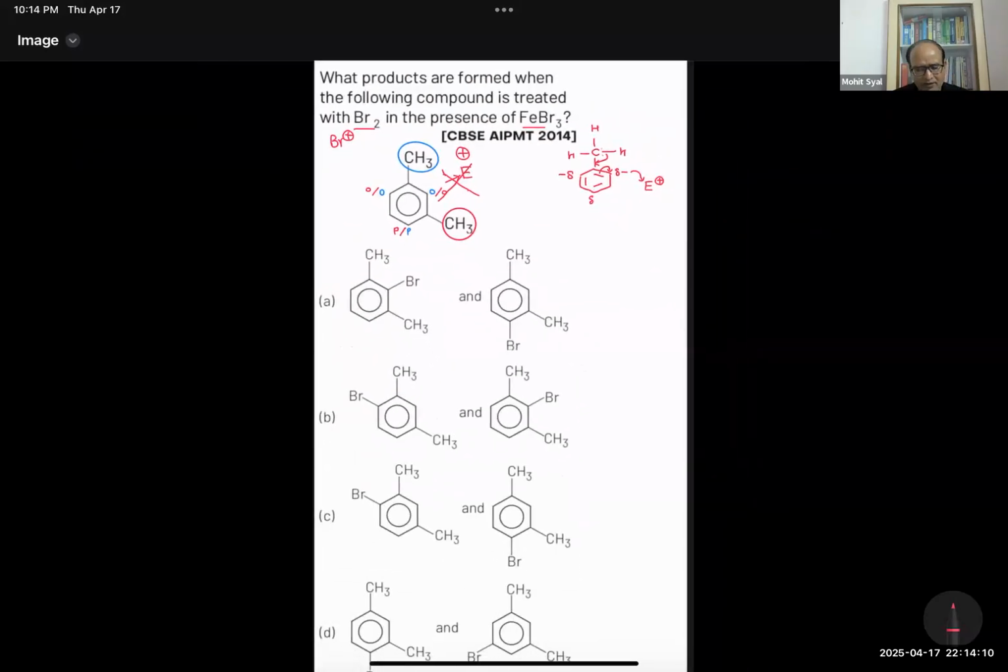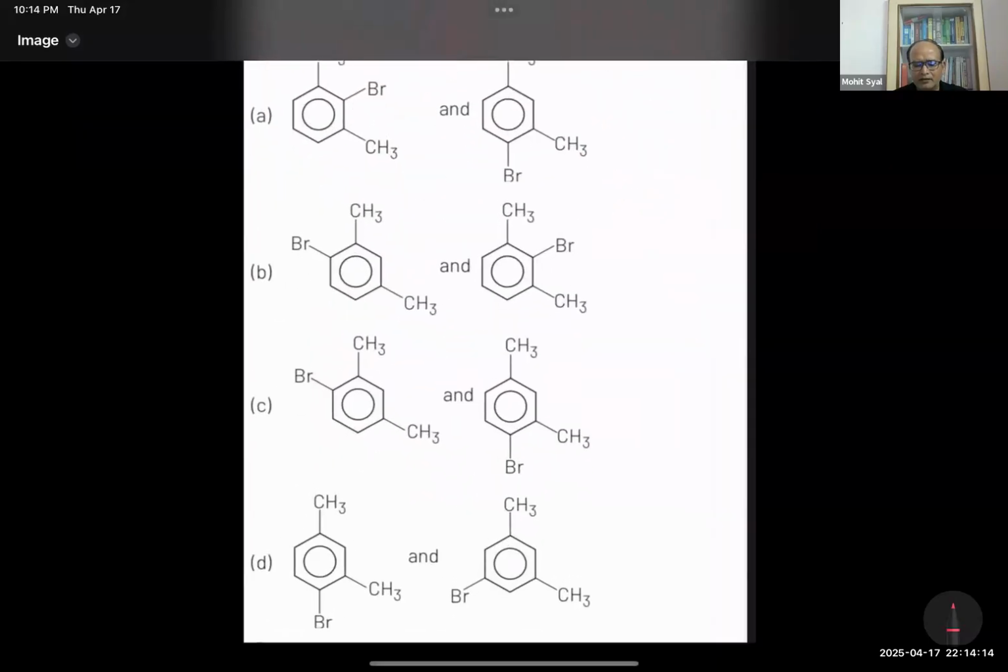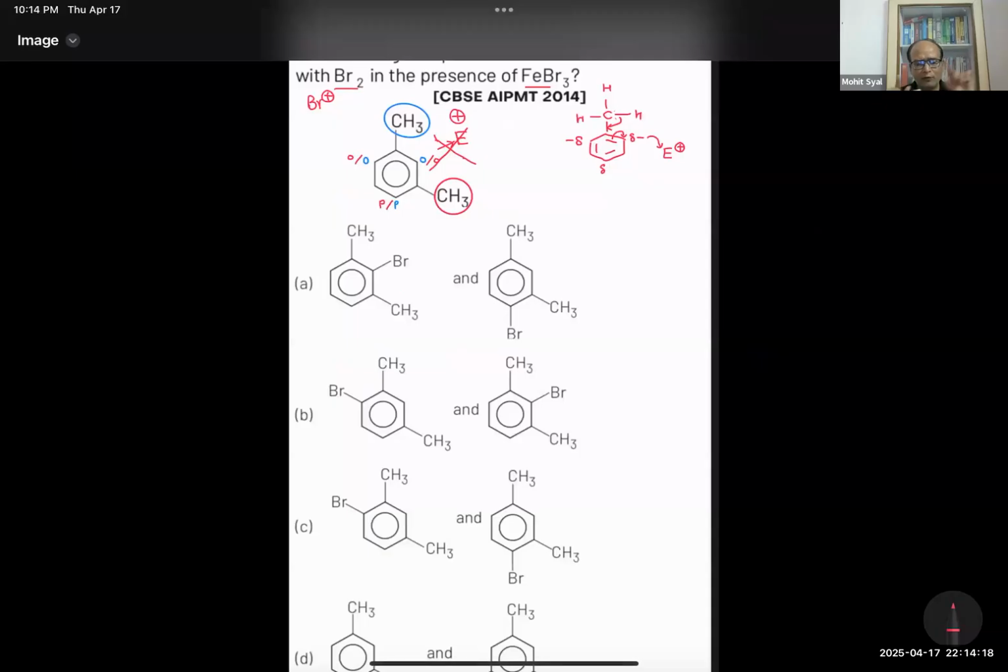Got it? So now you can answer the question. First, you need to choose these positions which are marked, and out of these positions, you need to reject the middle position. So A cannot be the answer. I'm guessing it's C. Is it C? It has to be C. Yes, the third option, C, is the right answer.